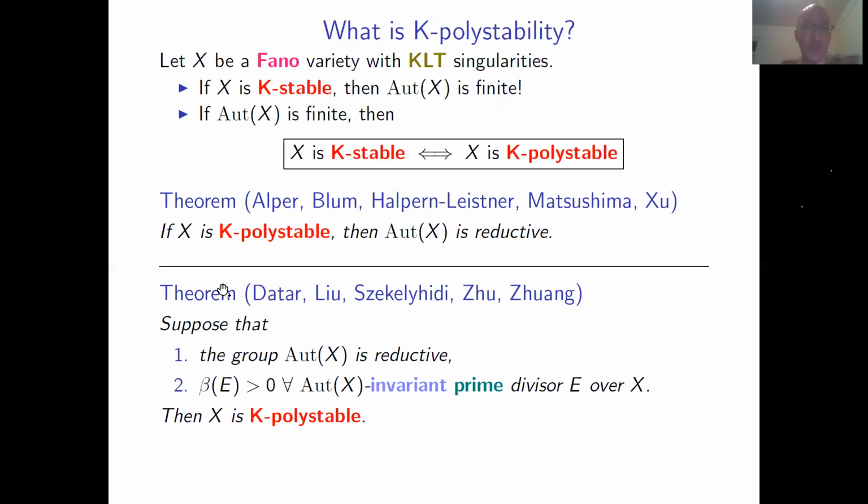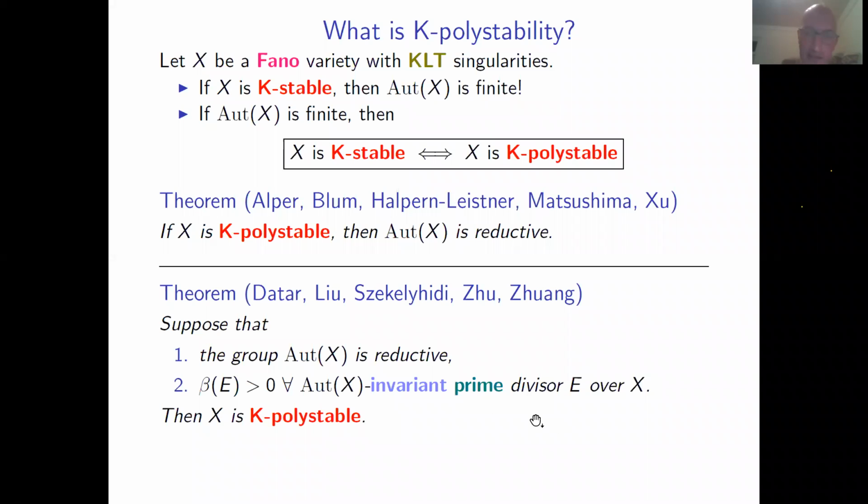And if the automorphism group is reductive, you can use the previous condition for the beta invariant, but only for invariant prime divisors, invariant under the automorphism group. If you assume it is reductive, then this implies that X is K-polystable. This is very recent, so several people proved some parts of this. The final paper about this was proved by Ziquan Zhuang, and I think it appeared on the arXiv last week, maybe even this week. If you think about this, it is very applicable.